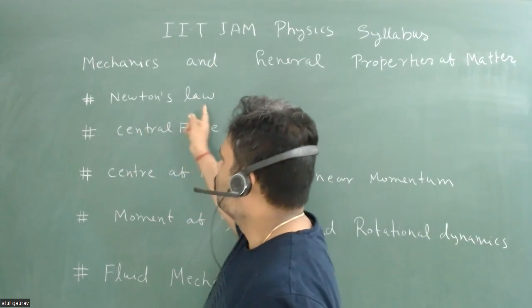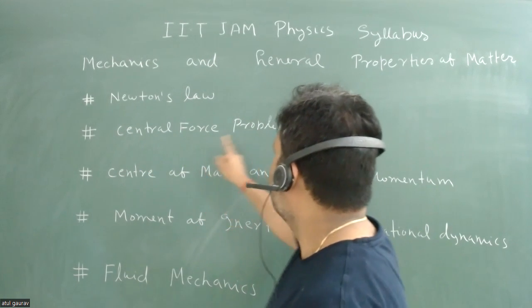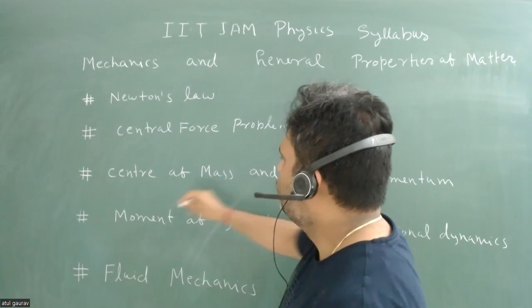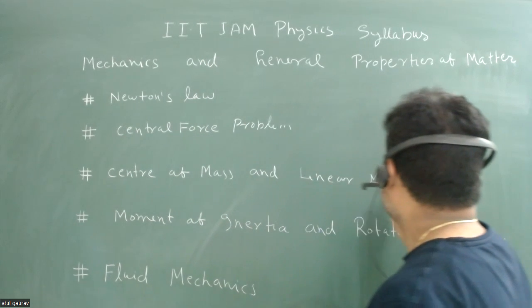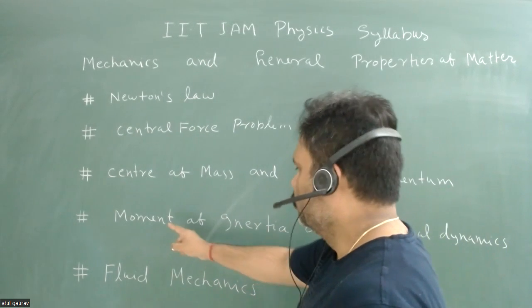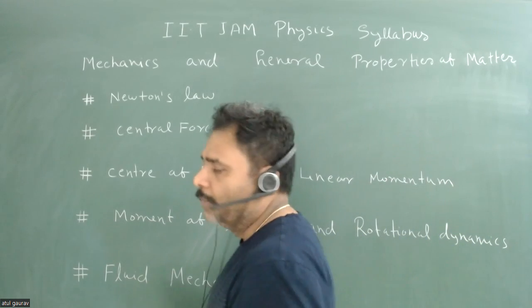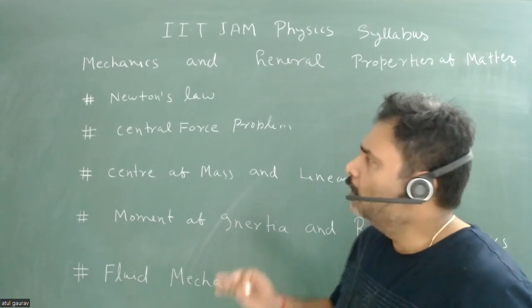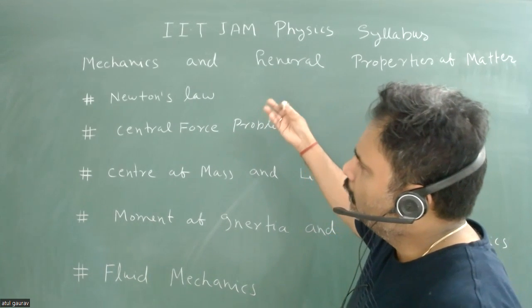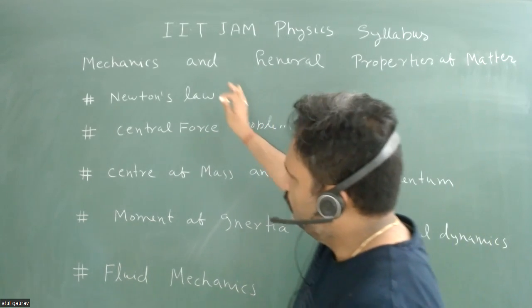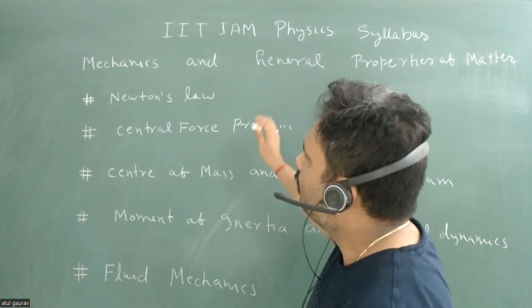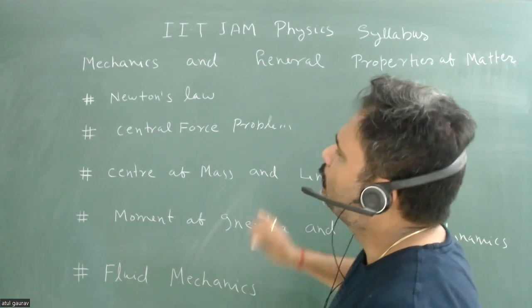So first is Newton's law. Second is central force problem. And third is center of mass and linear momentum. And fourth is moment of inertia and rotational dynamics. And fifth is fluid mechanics. So now I am just going to discuss, in these broad parts, what the main small bullets are.